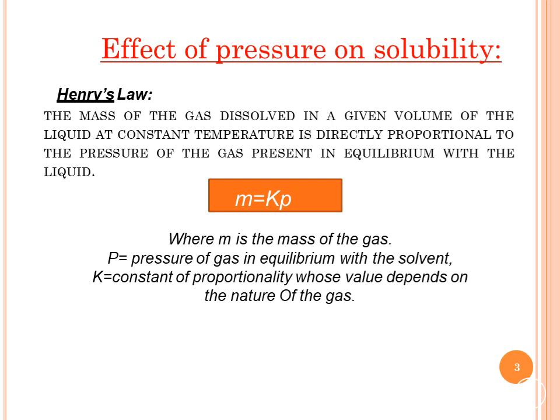In order to remove the proportionality sign, we have to use a constant. Here we have used M = K × P, where M is the mass of the gas dissolved in a unit volume of solvent and P is the pressure of the gas in equilibrium with the solvent, and K, which is very important, is the constant of proportionality whose value depends on the nature of the gas.